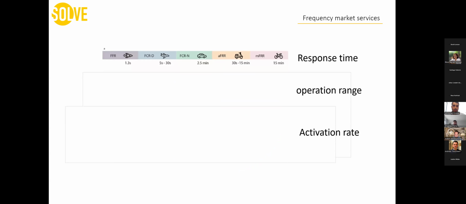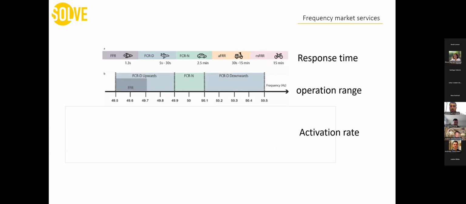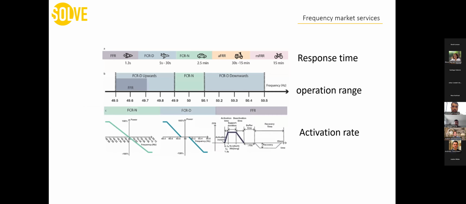A little bit before going to key performance and key results, I want to tell a little bit about the frequency market and a simplified way of how it works. It's connected to Svenska Kraftnät, and it has different services, but they are all like different ways of transportation. Some of them are fast, with high response time, some are automatic, some are manual, and they have different operation ranges and different activation rates. Our focus was on the primary frequency reserve and the fast frequency reserve, which is in the red box.